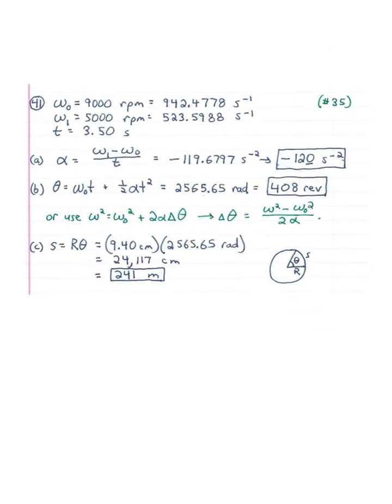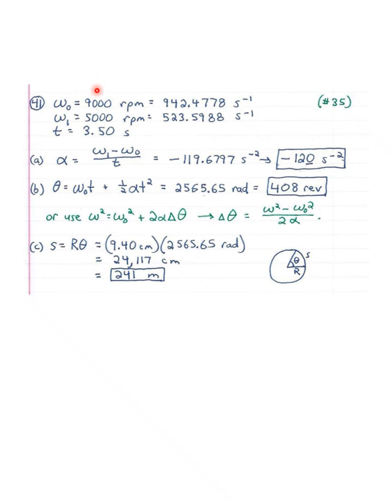Number 41. A centrifuge rotating initially at 9,000 RPM slows to 5,000 RPM with constant angular acceleration over 3.5 seconds. What is its angular acceleration? Through how many revolutions does it turn while decelerating? And through what distance does a point on the edge of the centrifuge at radius of 9.4 centimeters turn during this time? All right, let's take the given information.